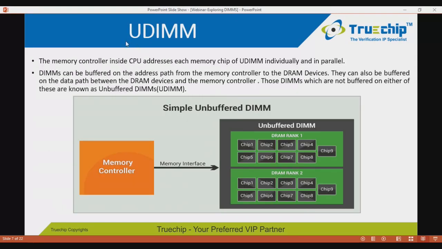Let's see the differentiating features between the DIMMs. UDIMM is a type of memory chip used mostly in computers, laptops, and mobile systems. It runs faster than registered DIMMs and costs less, but it's not quite as stable as RDIMMs. In UDIMMs, each chip of the memory module is addressed individually and in parallel by the memory controller inside the CPU. The memory chips in use today are a type of UDIMM. In UDIMM, there is no buffering present on the address and data path between the memory controller and the DRAM. The memory controller sends all the commands directly to the DRAM.